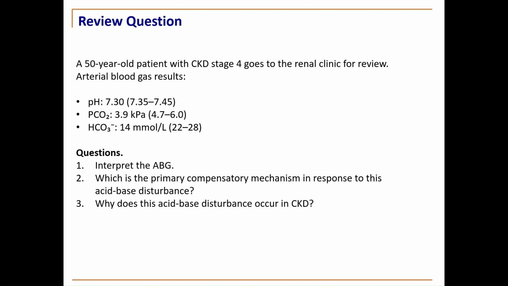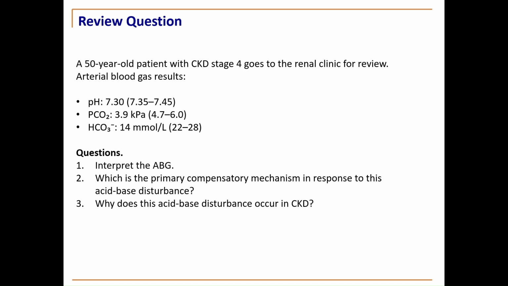What's the primary compensation in response to this acid-base disturbance? Well, it's a metabolic acidosis, so the respiratory system compensates, and it compensates by blowing off carbon dioxide. So hyperventilation. Has that happened? Yes, it has happened. CO2 has been blown off because it is now low. So we have got respiratory compensation for a metabolic acidosis. Is this compensation full compensation or partial? It is partial compensation because the pH is still in the abnormal range. It is out of the reference range. It would be full compensation if the pH was back to normal.